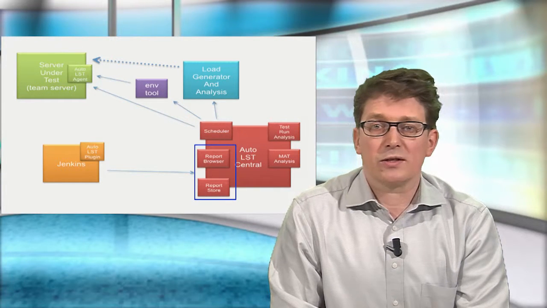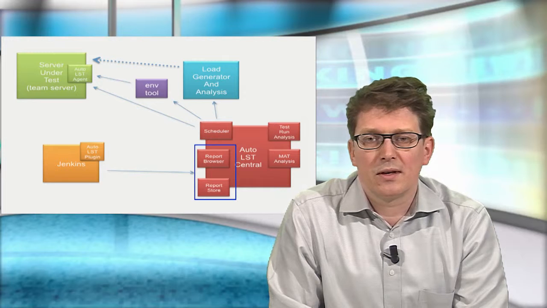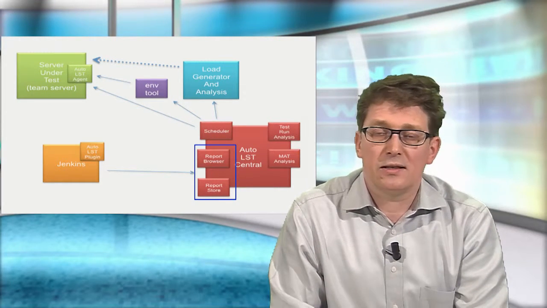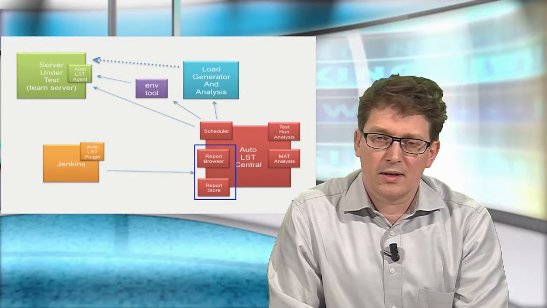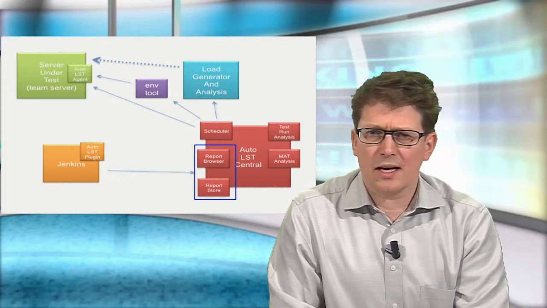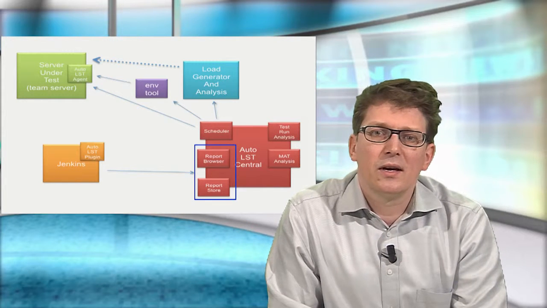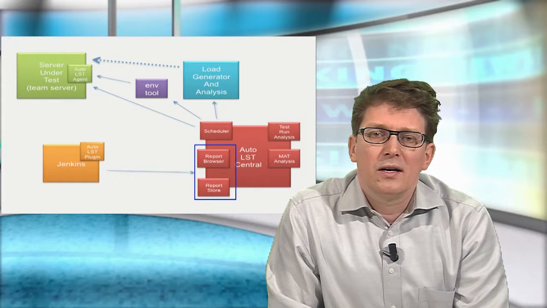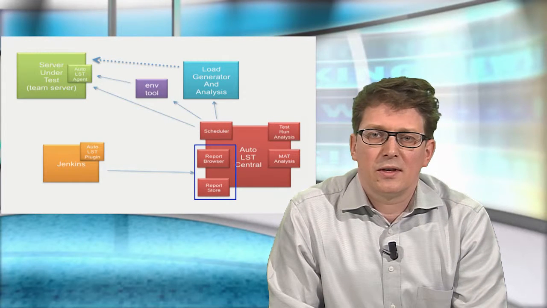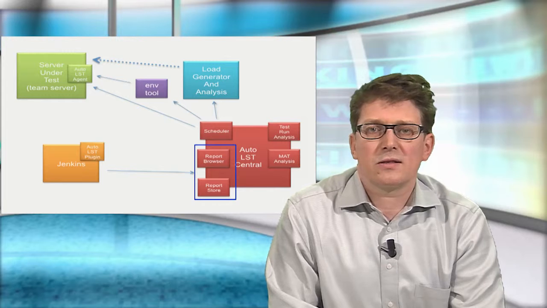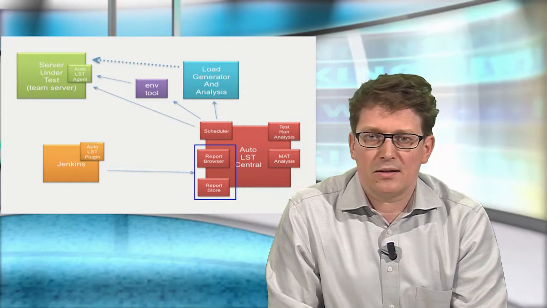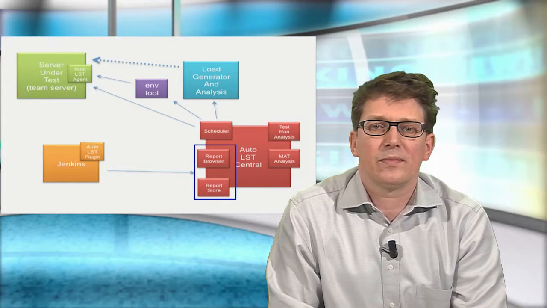Here we see the building blocks of this setup. The big red square represents the Auto LST central server. That's where everything comes together. It's like the spider in the web. Here the scheduler runs. The test run analysis is being created. The heap analysis, the memory analysis is being done.